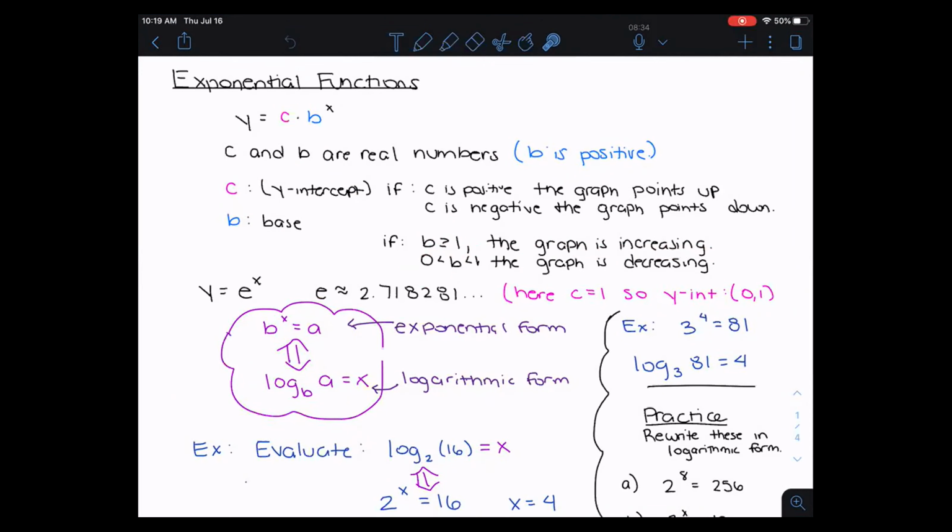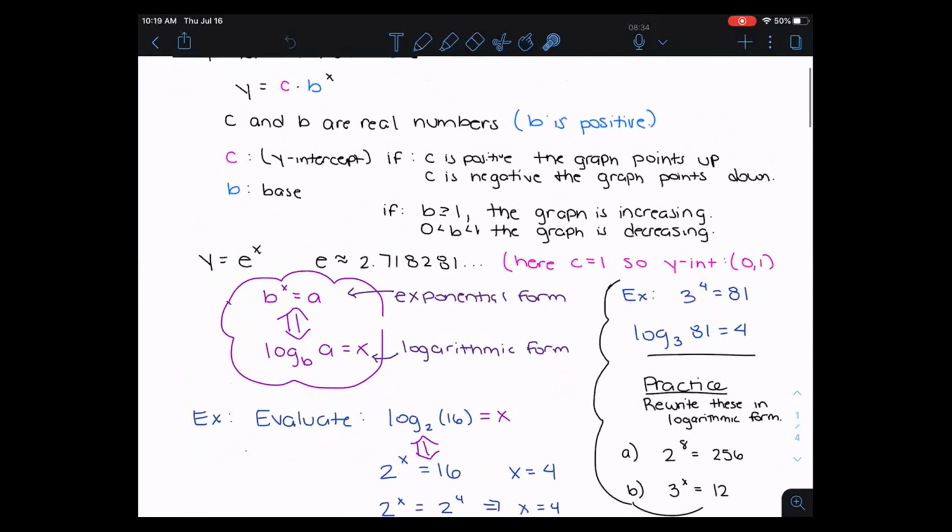If it is a fraction between 1 and 0, then your graph is decreasing. And e represents the number 2.718281. And so here, like I told you guys, c is 1. If you have this example, c is 1, so your y-intercept is (0, 1).